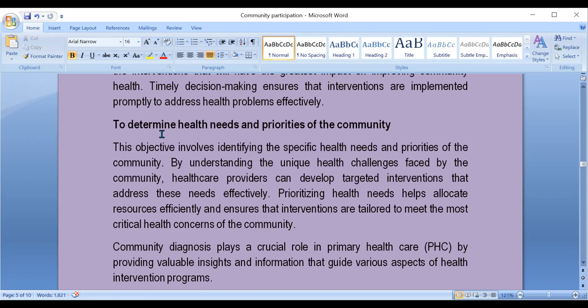Next, another aim is to determine health needs and priority of the community. We have explained this. This objective involves identifying specific health needs and priorities of the community, because it enables you to understand the unique health challenge the community is facing. So therefore, it will help you develop targeted interventions that will address these needs effectively.